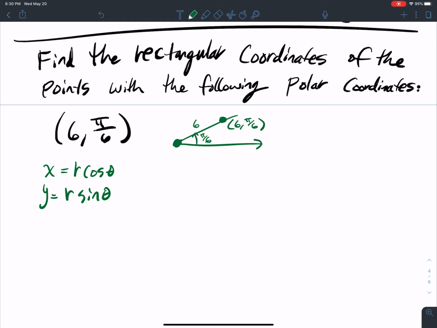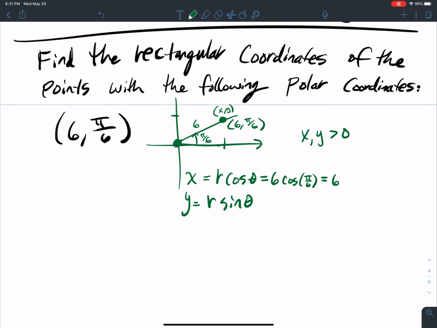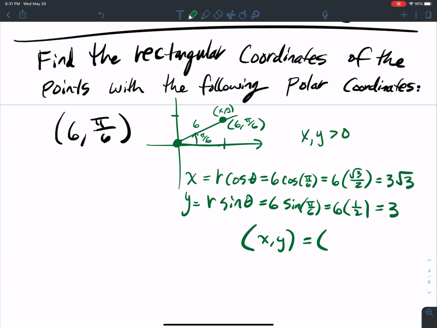This is in the first quadrant, right? So what does that tell me? That tells me that x and y are both positive. If I throw in r is 6, x is 6 cosine of pi over 6. This gets me 6 times square root of 3 over 2, which equals 3 square root 3. And y is 6 sine pi over 6, which is 6 times 1/2, which is 3. So the xy coordinate is 3 square root 3, comma 3.